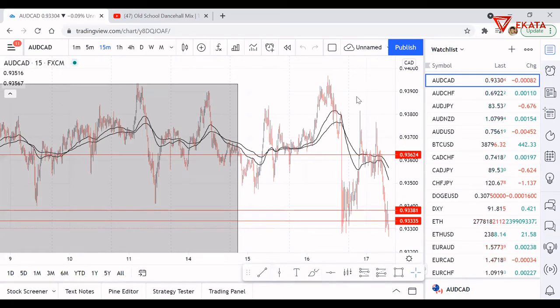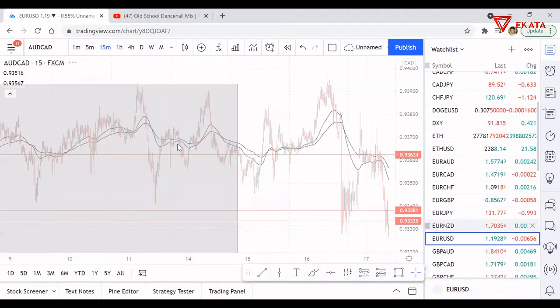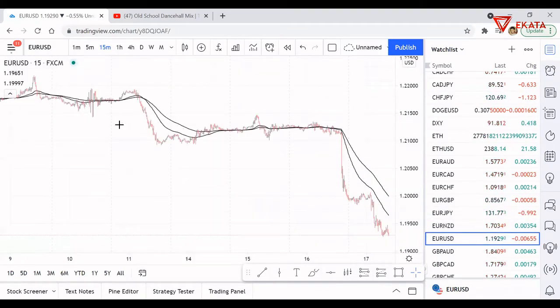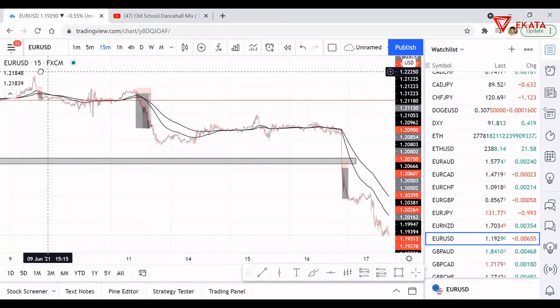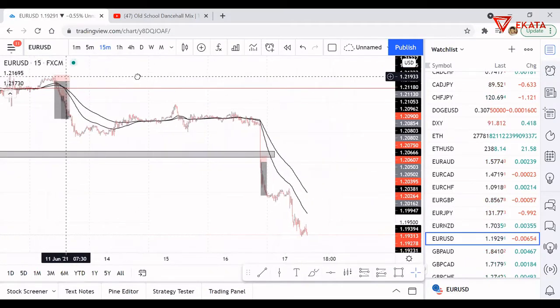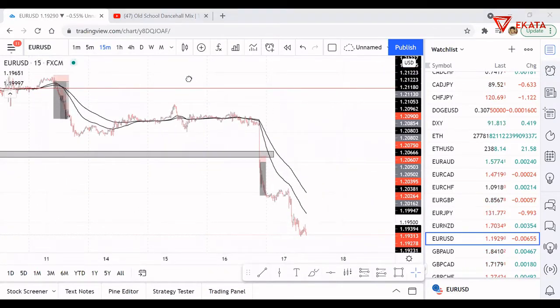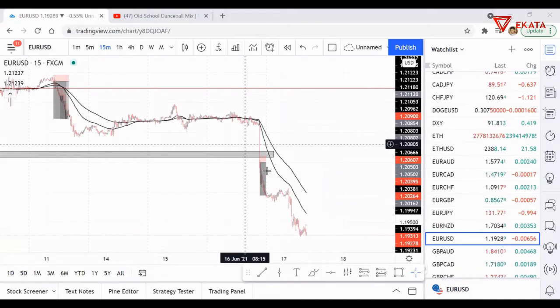We're going to be taking a look at Euro USD. So let's take a look at that now, right? And I did end up getting into Euro USD last night, right? And I'll discuss this in a little while.